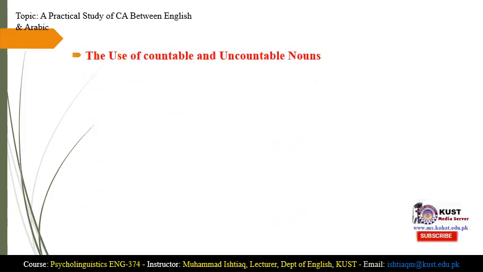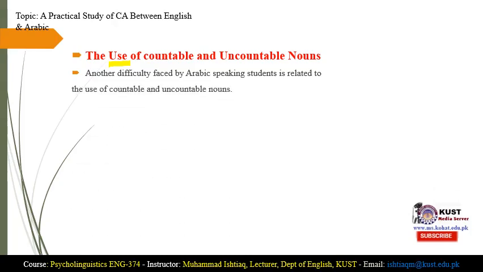The use of countable and uncountable nouns. This one is also very important. It's not pronounced the same way: it must be pronounced as 'use' with a different sound, because this word is used in the capacity of a noun, so its pronunciation changes. If it is used as a verb, it is 'use', but as a noun, it's 'use'. Another difficulty faced by Arabic-speaking students is related to the use of countable and uncountable nouns.